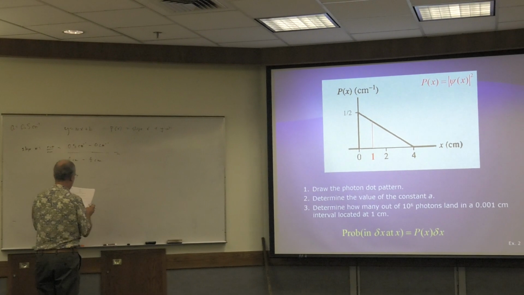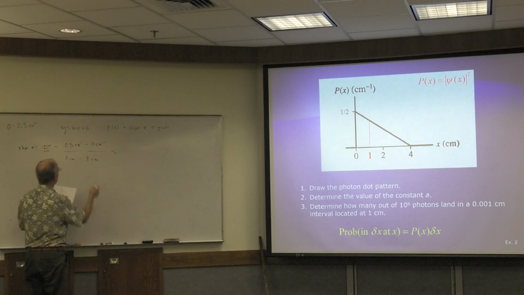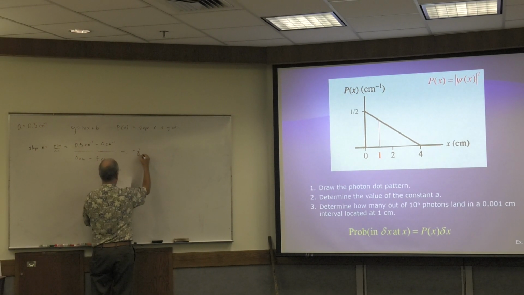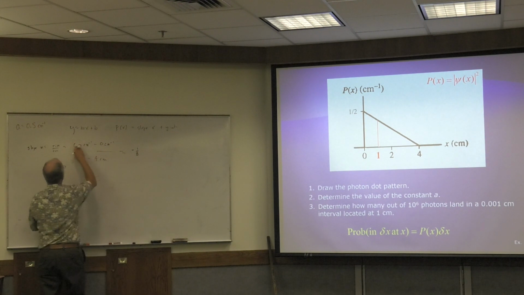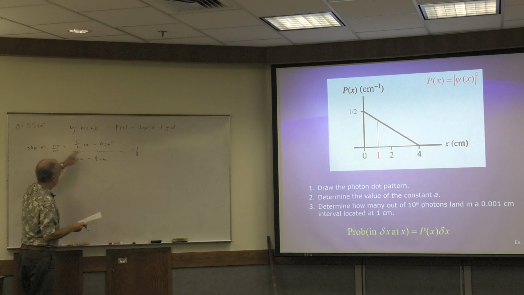And this is 0 centimeters minus 4 centimeters. Okay? And what's 1/2 divided by 4? It's 1/8, but we have a minus sign, so it's minus 1/8. Now let me write this as 1/2, maybe that'd be better. 1/2 divided by 4 is 1/8.